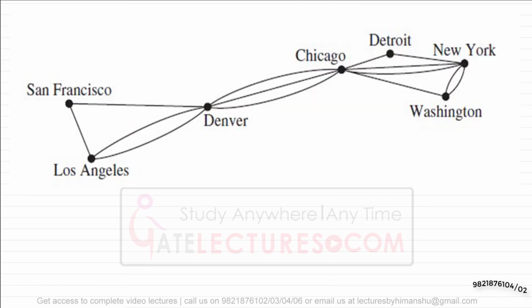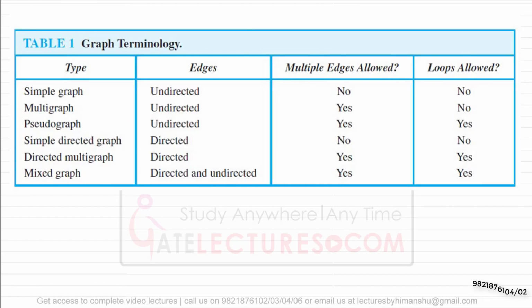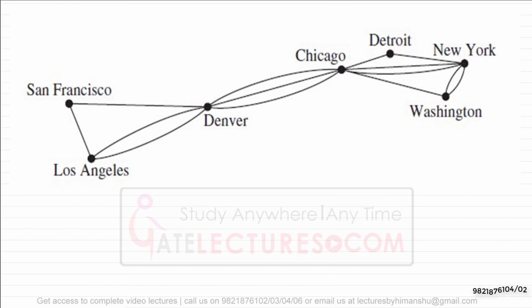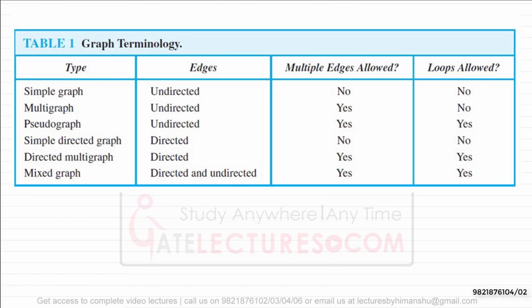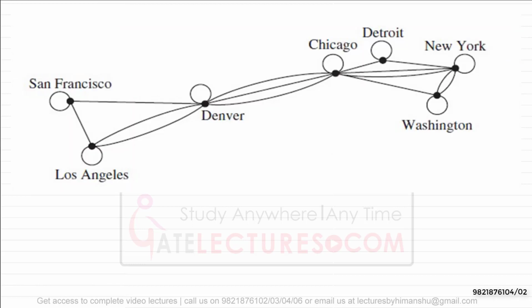So therefore it is representing a simple graph. Now this graph is not a simple graph, but it is a multigraph. Why? Because in a multigraph multiple edges are allowed but loops are not allowed. Now this example is representing a pseudograph. Pseudograph means the graph is undirected, and multiple edges as well as loops are allowed.